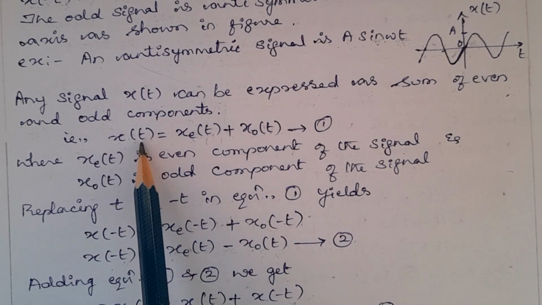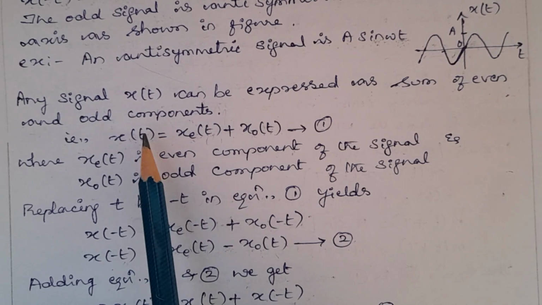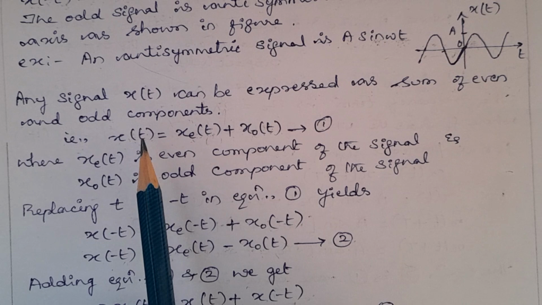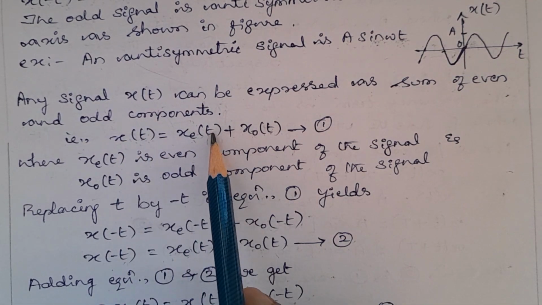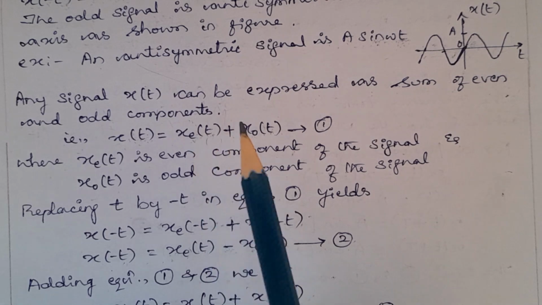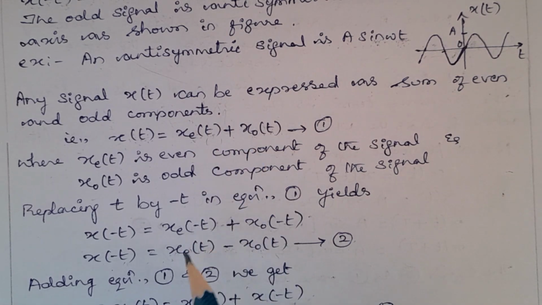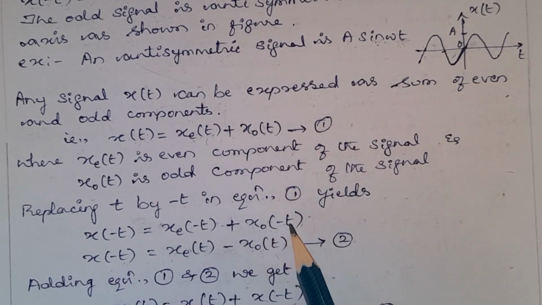Replacing t by minus t in equation number 1. So x of minus t equals xe of minus t plus xo of minus t. Okay, this is an even signal, so therefore xe of minus t will be xe of t only. This is an odd signal, xo of minus t will be minus of xo of t. Call it equation number 2.